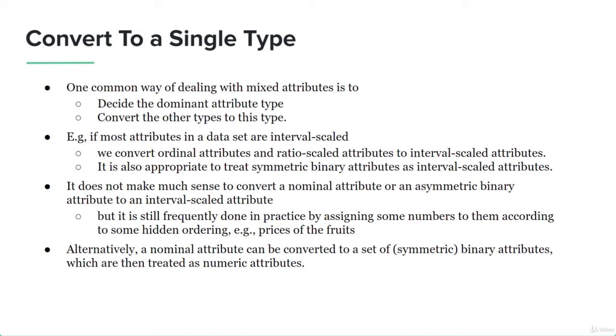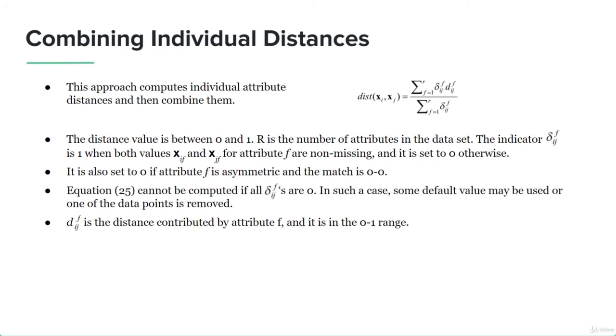Another way is that we can convert a nominal attribute to a set of symmetric binary attributes, which are then treated as numeric attributes. The next approach is how to combine individual distances. If we don't want to convert all the attributes to a single attribute, the second way is to get a robust distance function which can be applied to all the different attributes. So let's talk about combining individual distances.